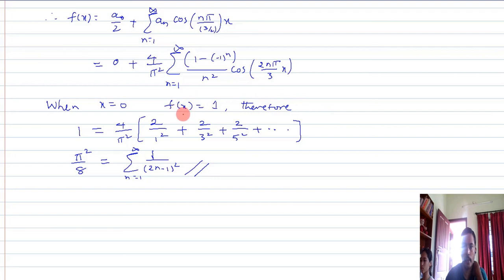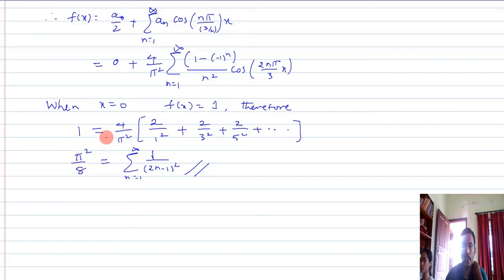So f of x is 1. We'll come to this point. f of x is 1, so the left hand side is 1. On the right hand side you have 4 by pi square. I should go on substituting n equal to 1, 2, 3, etc. Whenever n is odd, n equal to 1, I will get 2. Otherwise, when n is an even number, I'll get 0. So I'll get 2 by 1 square, 2 by 3 square, etc.